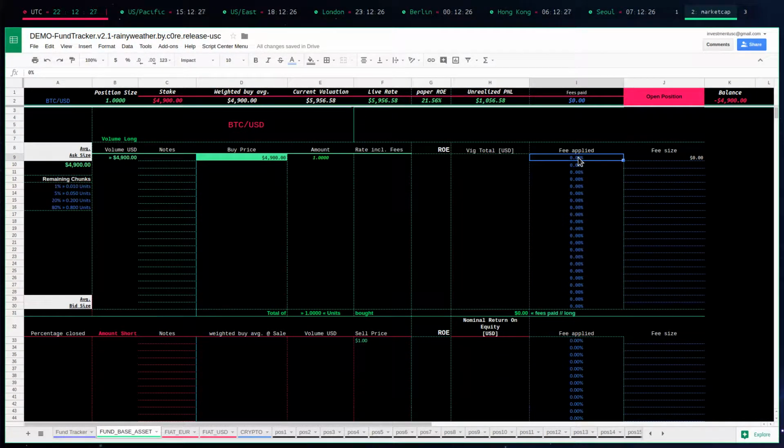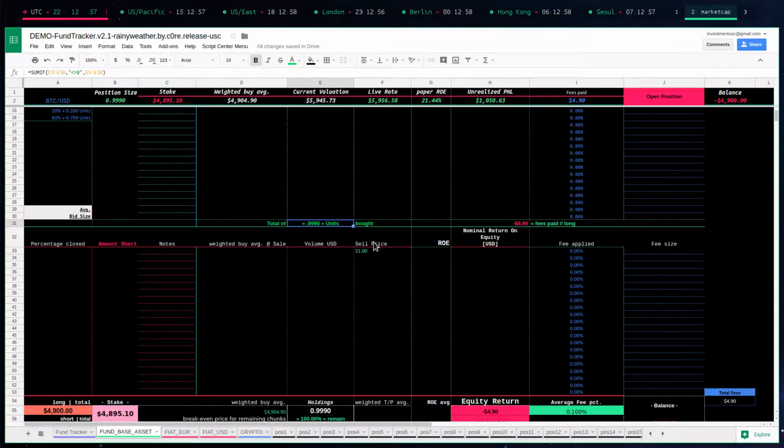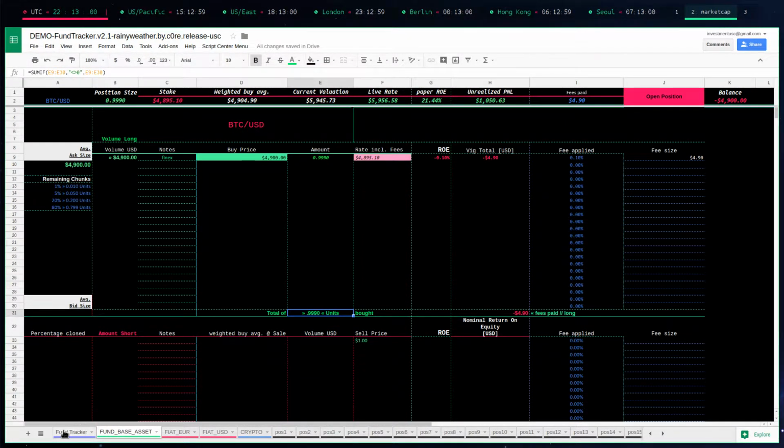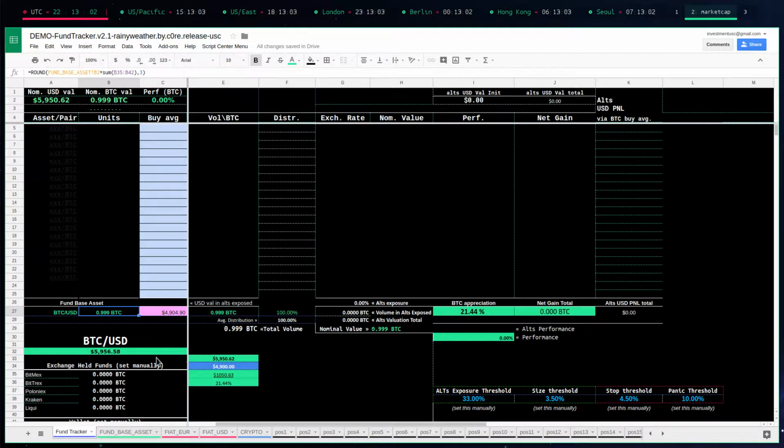So we have bought 4,900 US dollar worth of Bitcoin for a price of 4,900 US dollar. What applies after that are fees. Usually these are quite high, let's say, yeah, Finex fees, and arbitrary notes to keep track of what happened at the time of the buy, and we would end up with 0.999 units of Bitcoin. This will reflect here as well.